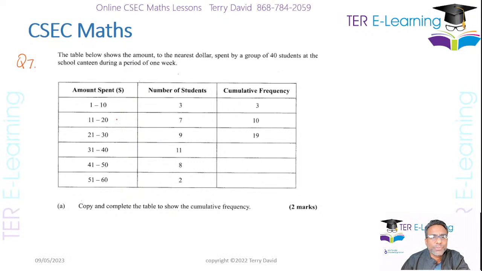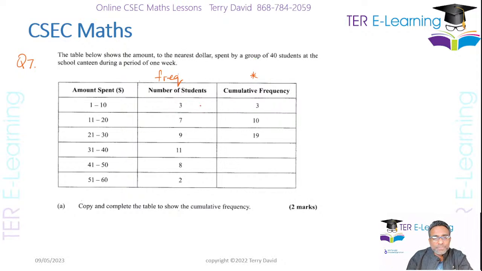The table below shows the amount to the nearest dollar spent by a group of 40 students at a school canteen during a period of 1 week. So we have number of students, that's like our frequency, and they have cumulative frequency, and they want us to complete this table here. Now, when we're working out cumulative frequency, it's as if we keep adding up our frequencies.